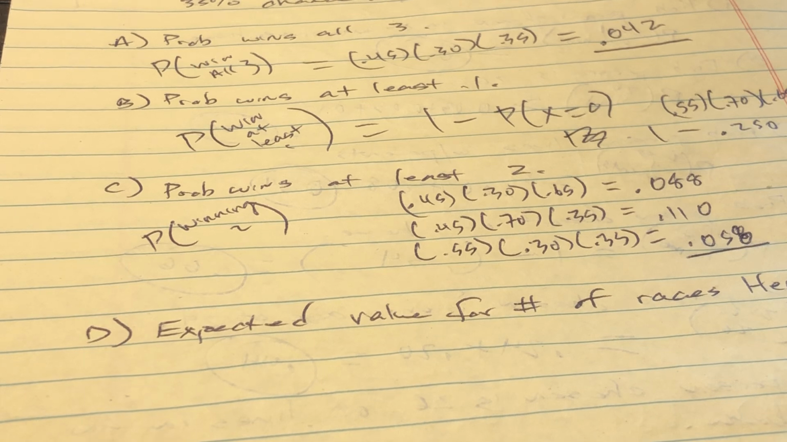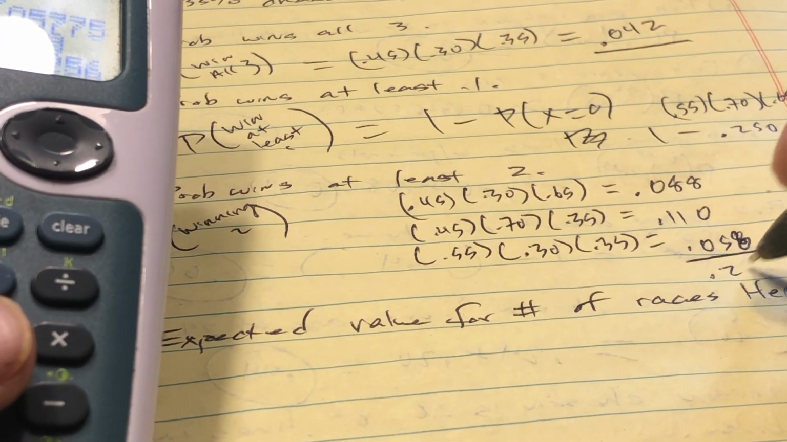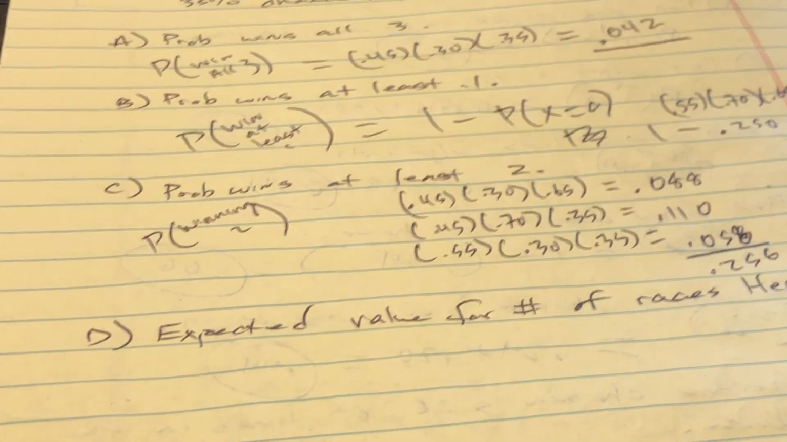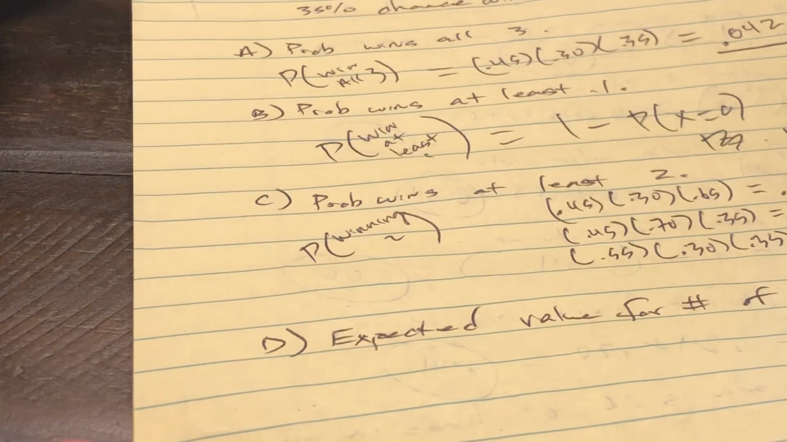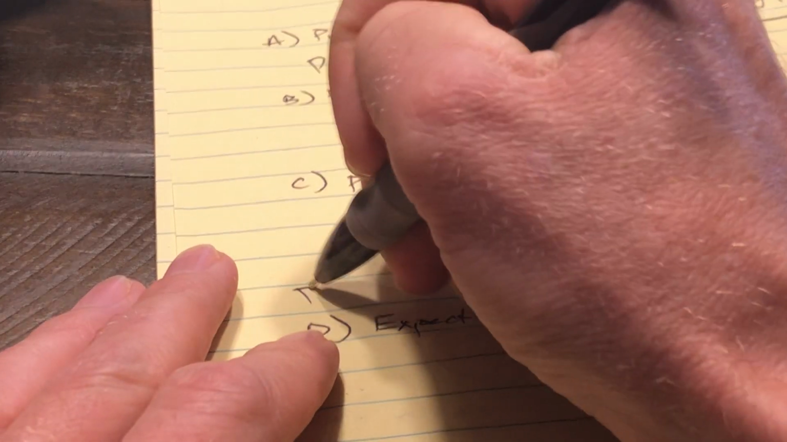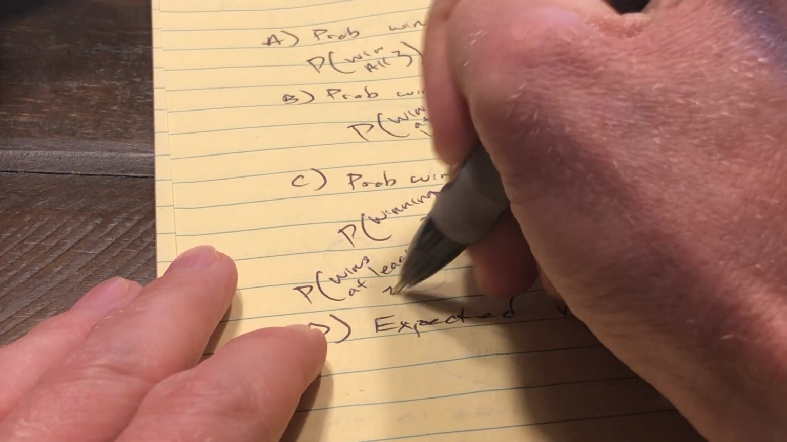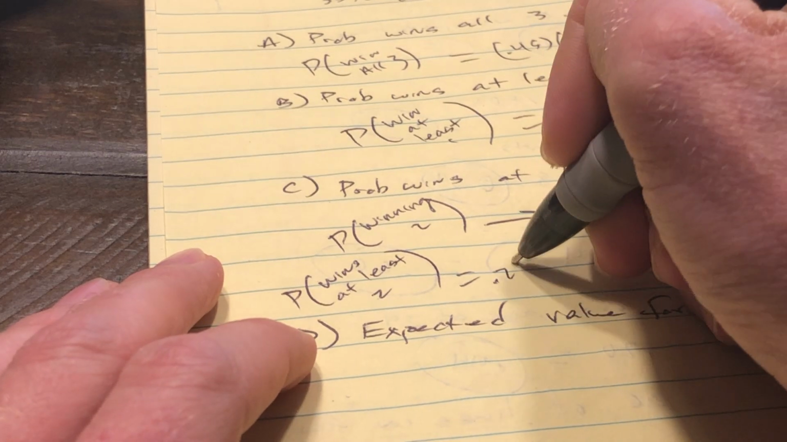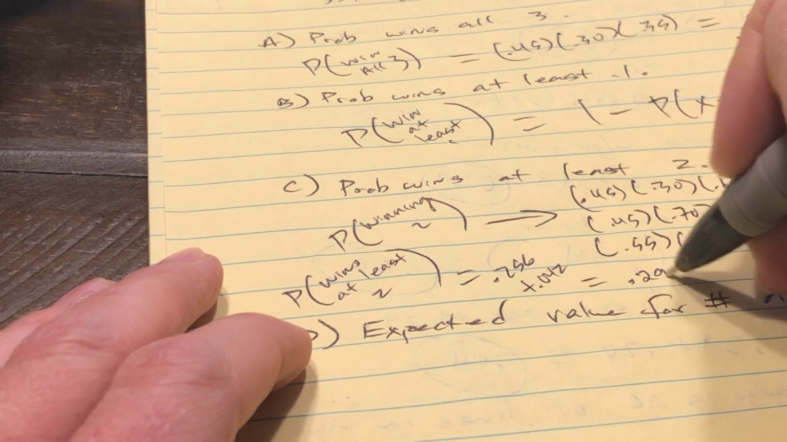So 0.88 plus 0.110, plus 0.58. The probability of winning exactly 2 is 0.256. So the probability of winning at least 2 is going to be the probability of winning exactly 2 plus the probability of winning 3, which is just under 30%.